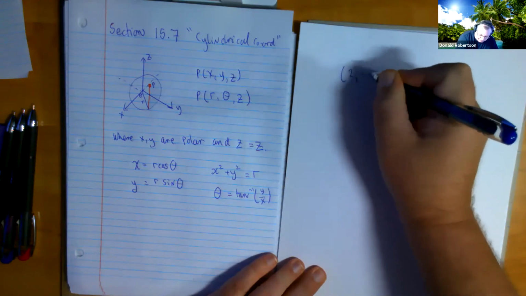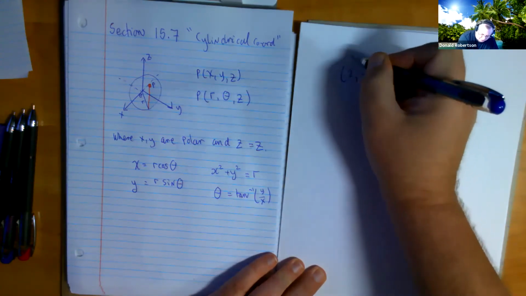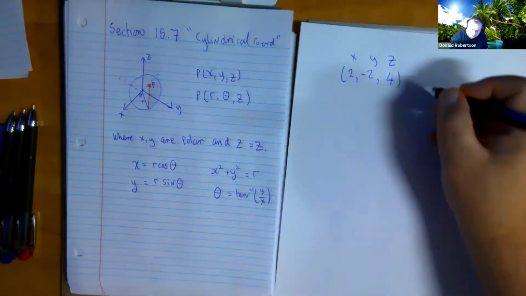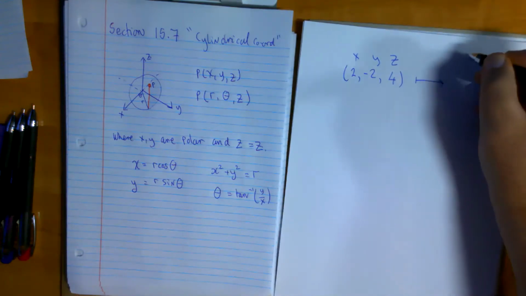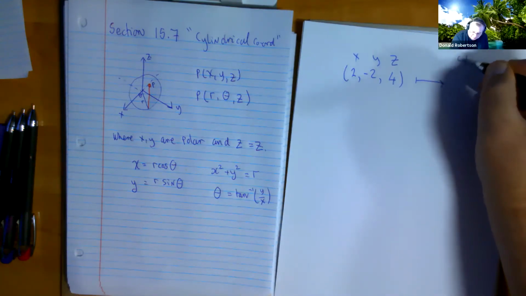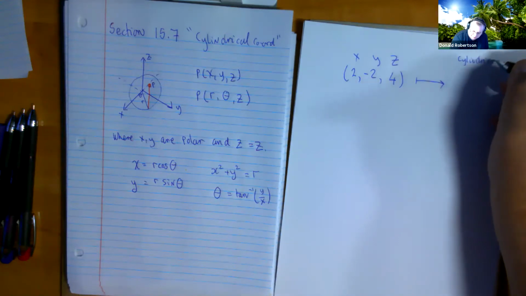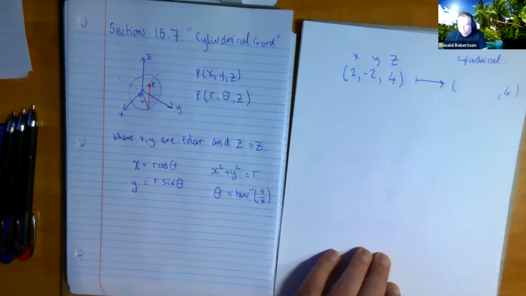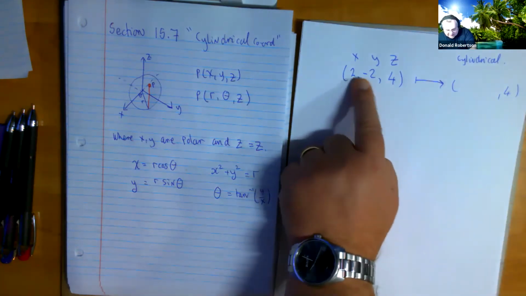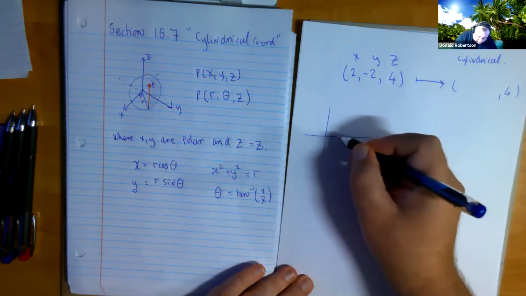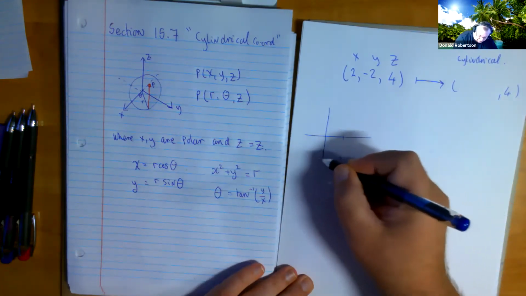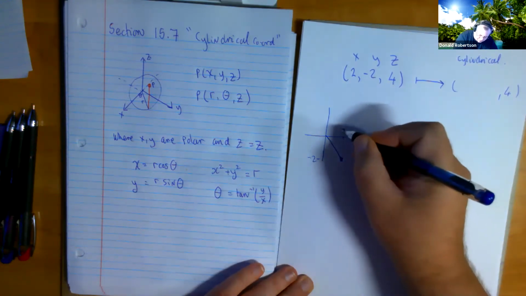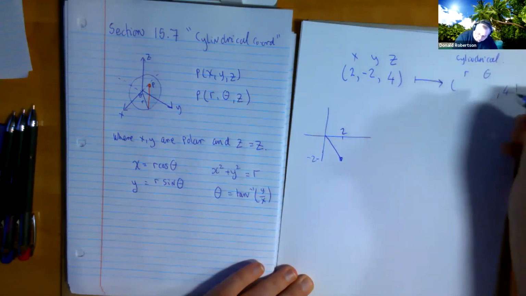Suppose I gave you the point 2, -2, 4. And I'm talking about in X, Y, Z, right? Cartesian coordinate system. And I wanted you to turn that fella into cylindrical. Well, let's do the easy one first. The Z is still 4. And X and Y is 2, -2. So if you imagine 2, -2, it would be essentially here. And so the R and the theta go next.